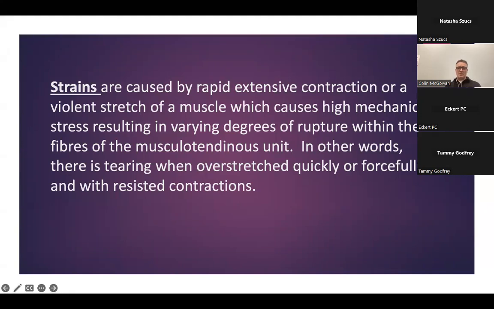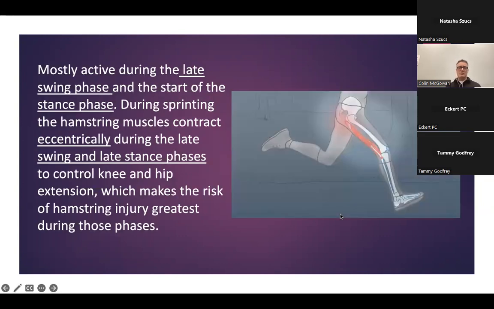A strain is a rapid extensive contraction or a violent stretch of the muscle which causes high mechanical stress, resulting in varying degrees of rupture within the fibers of the musculotendinous unit. In other words, when something's stretched and you add a contraction, it's really vulnerable. During running, it's most active when it's swinging, so it's being stretched and then contracted. It's an eccentric contraction, and that's where it's usually torn. But you can also get a strain in the late stance phase.